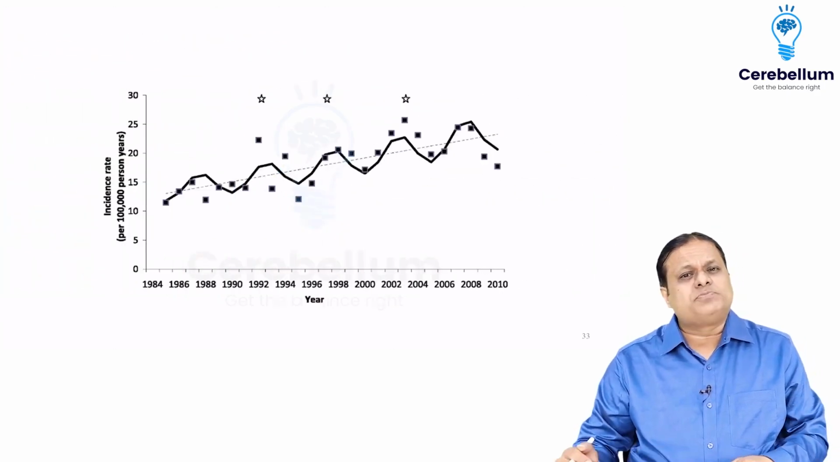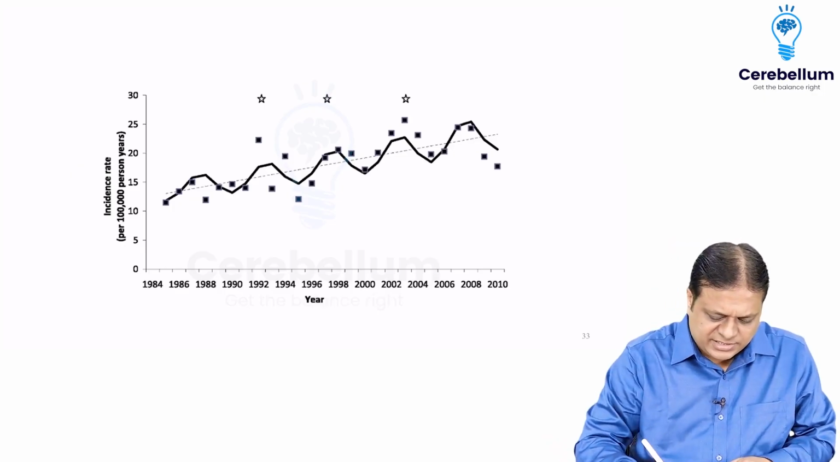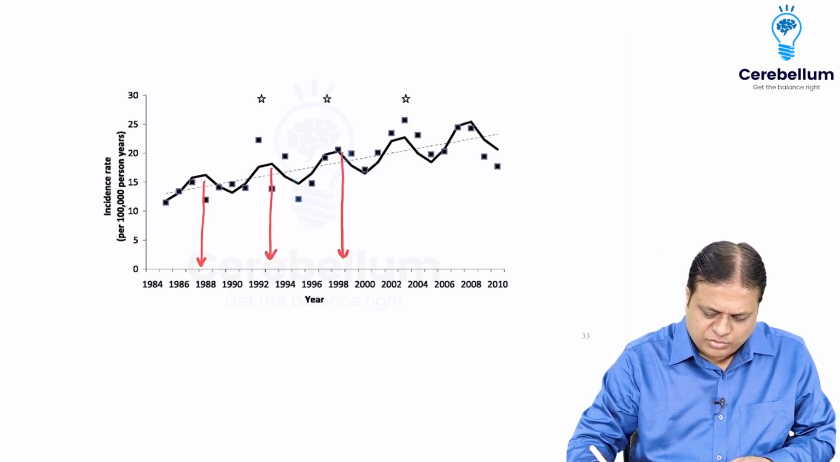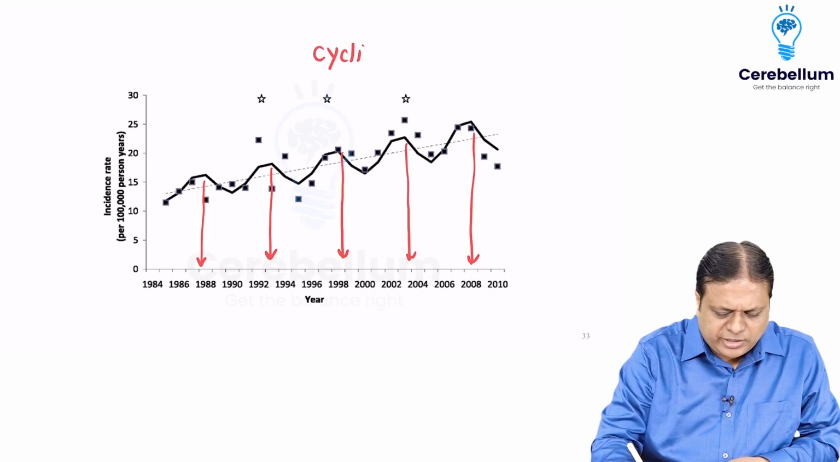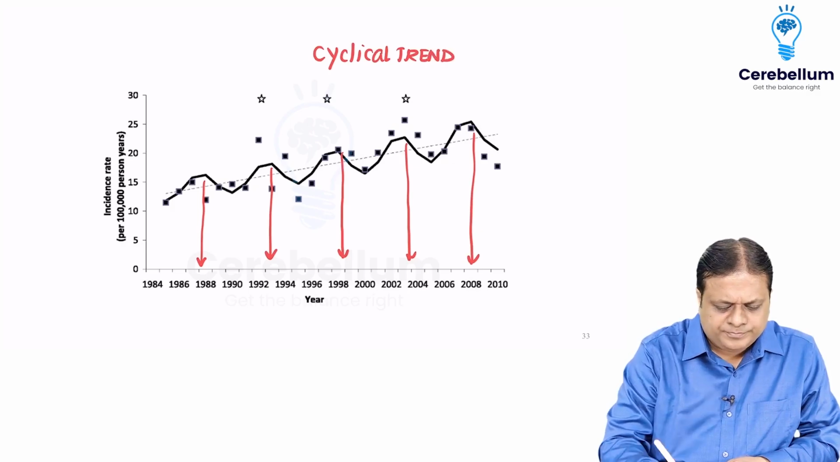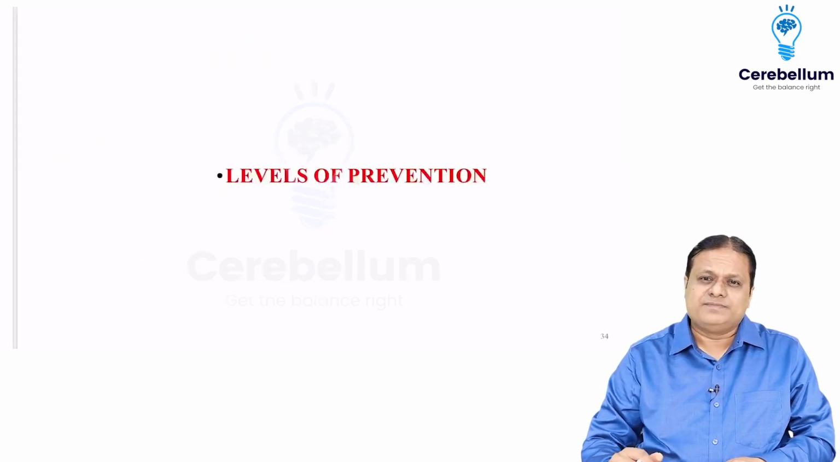Compare it with this particular diagram where you can see the disease is increasing every 5 to 6 years, a disease like rubella. So this is a cyclical trend of a disease in a population. So concepts have to be strengthened along with the images.